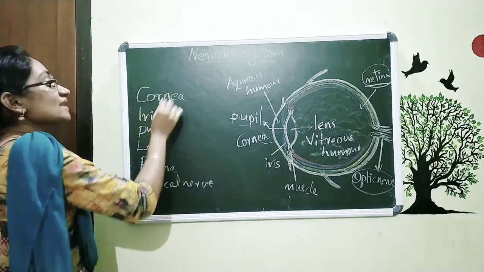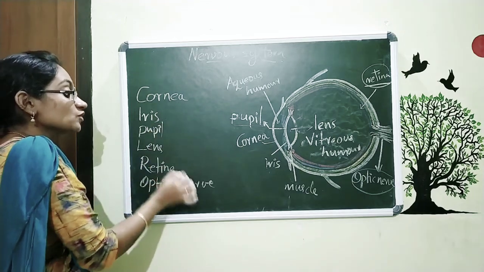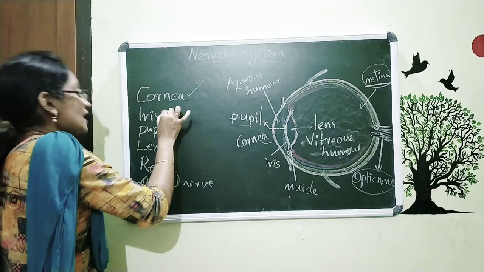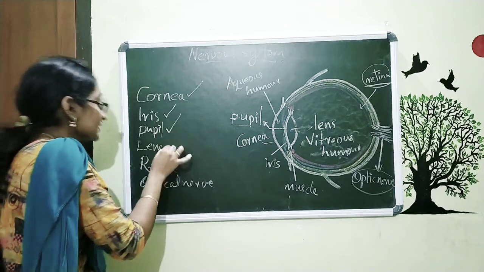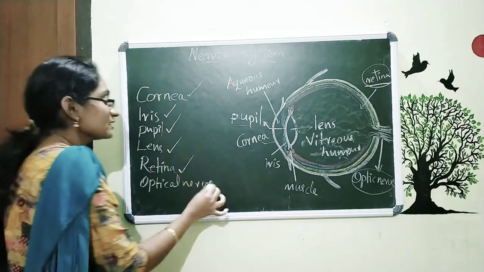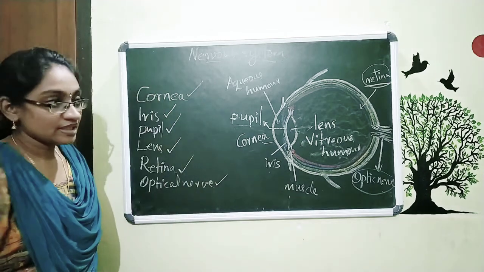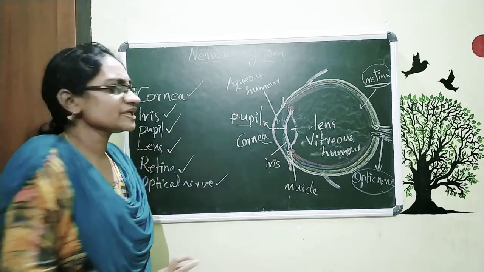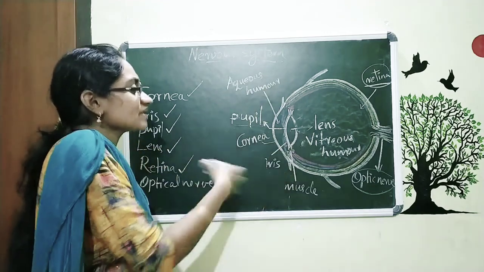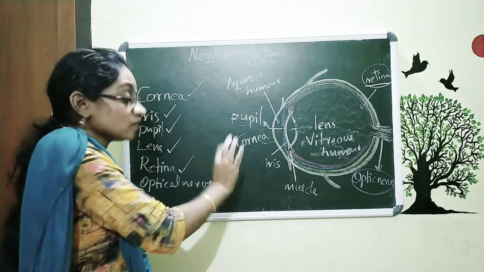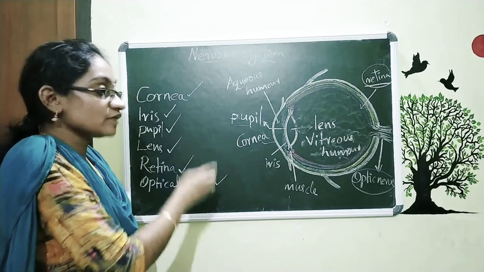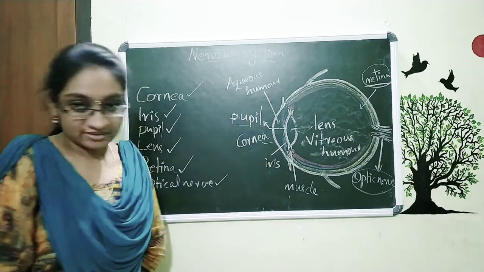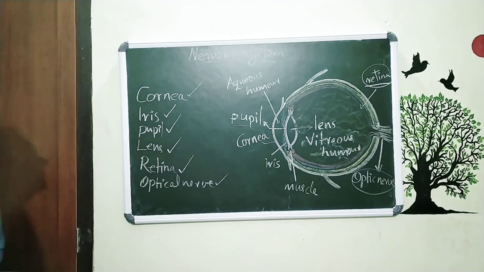So these are the important parts you want to remember about our eye: cornea, iris, pupil, lens, retina and optic nerve. And also you want to locate where these are present. No need to draw and study now, how to draw. But you want to identify which is the cornea, which is the pupil. So this is all about our eye.